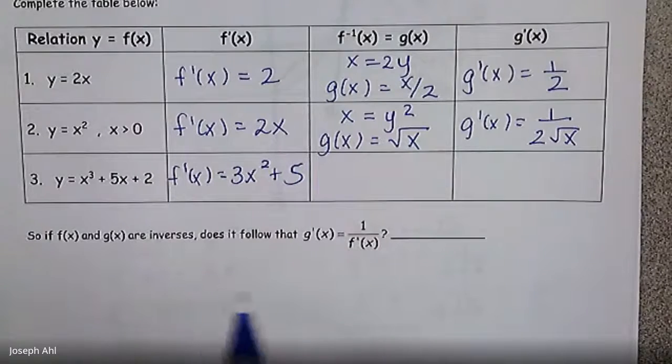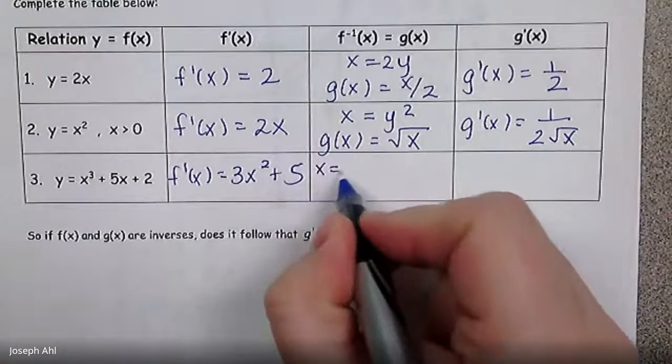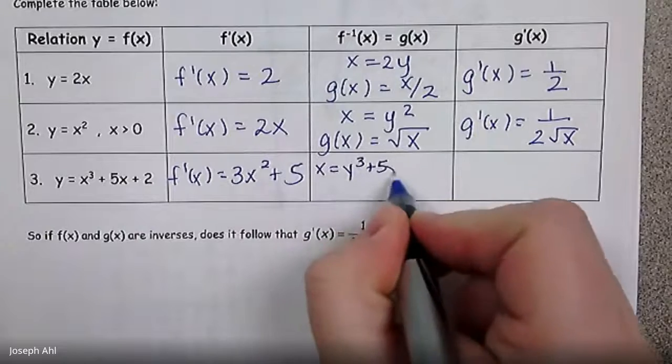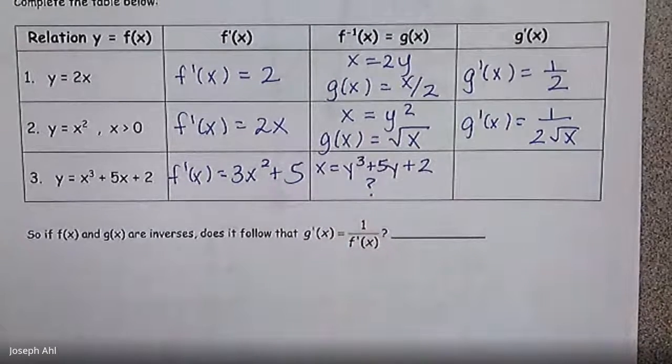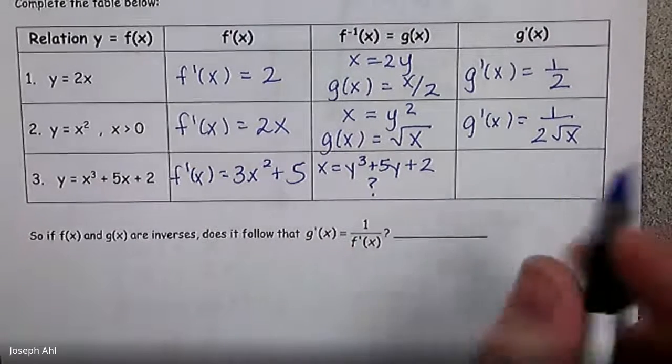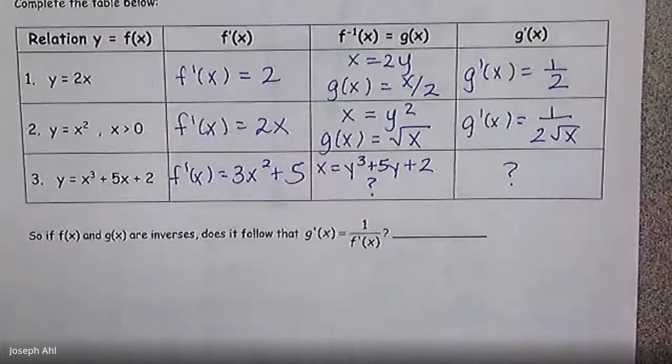And the inverse would be, oh boy, x equals y cubed plus 5y plus 2. I'm not quite sure how I'm going to get y alone there, so I'm going to put a question mark. Because I don't know how to get y alone there, I'm going to put a question mark for g prime of x and leave that one for another day for now.